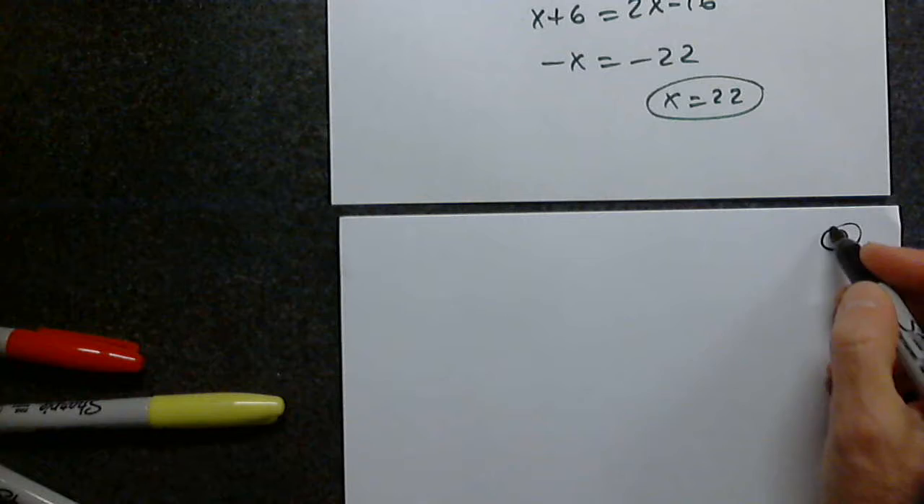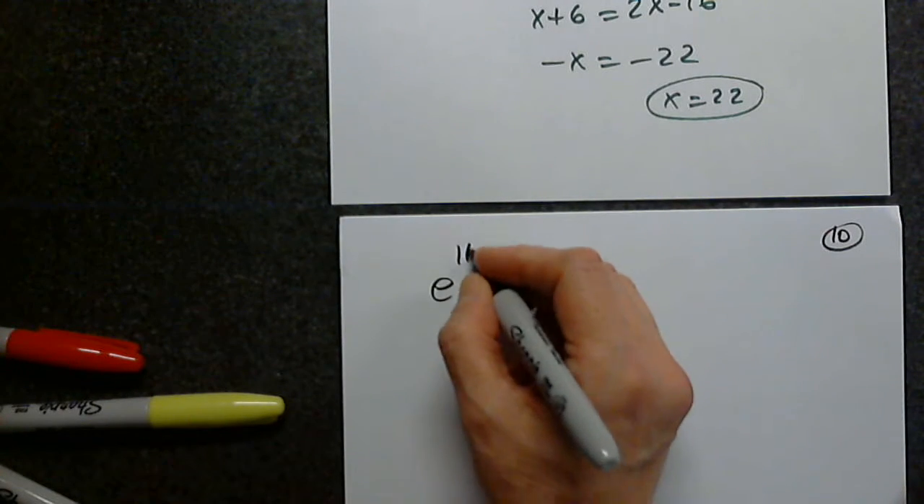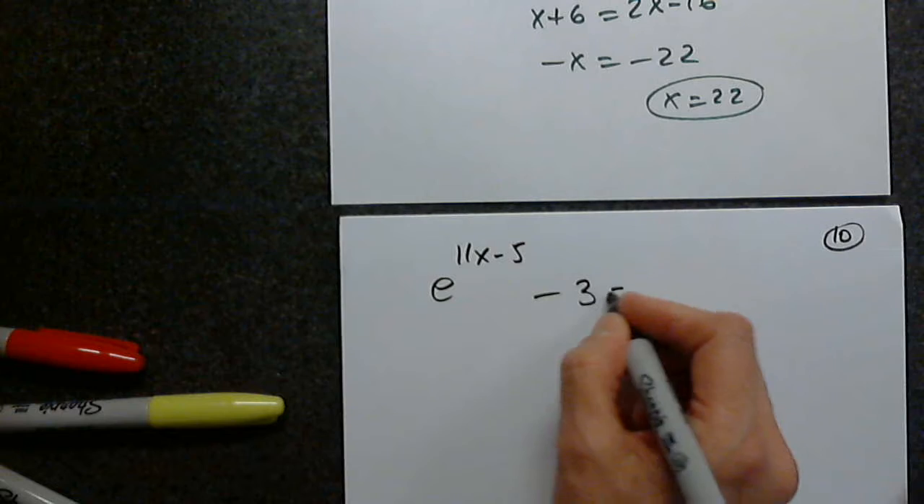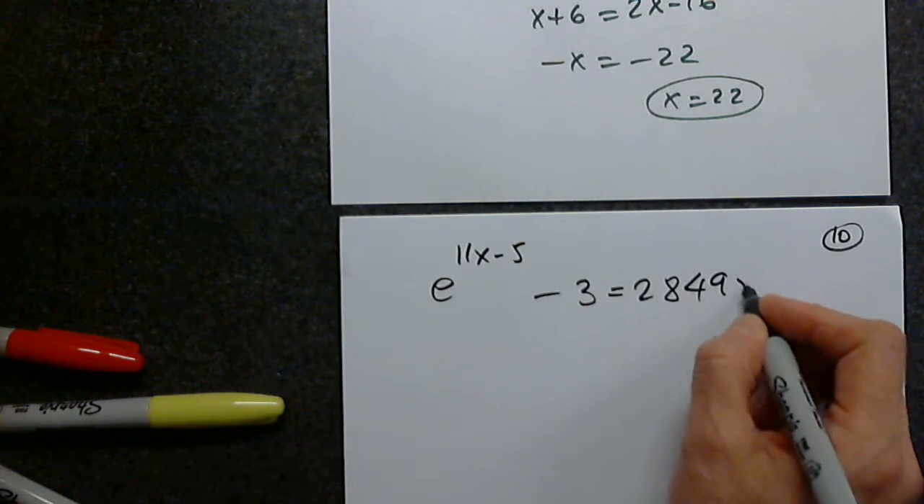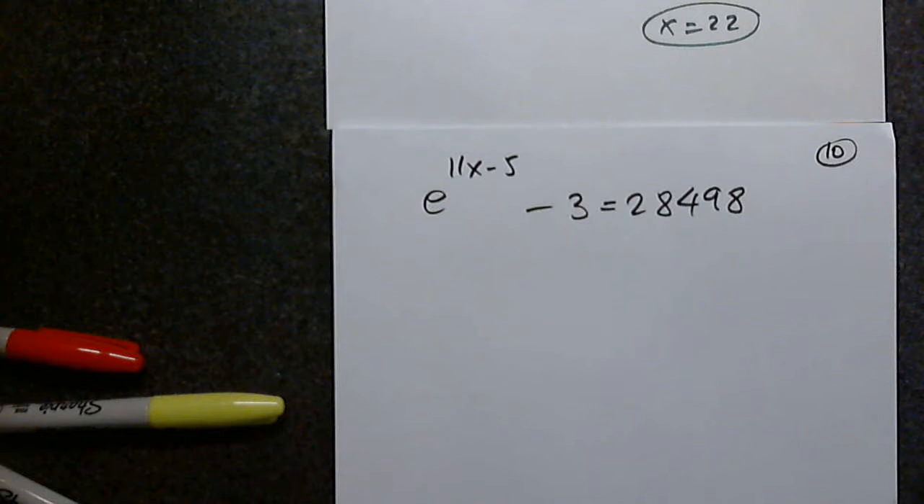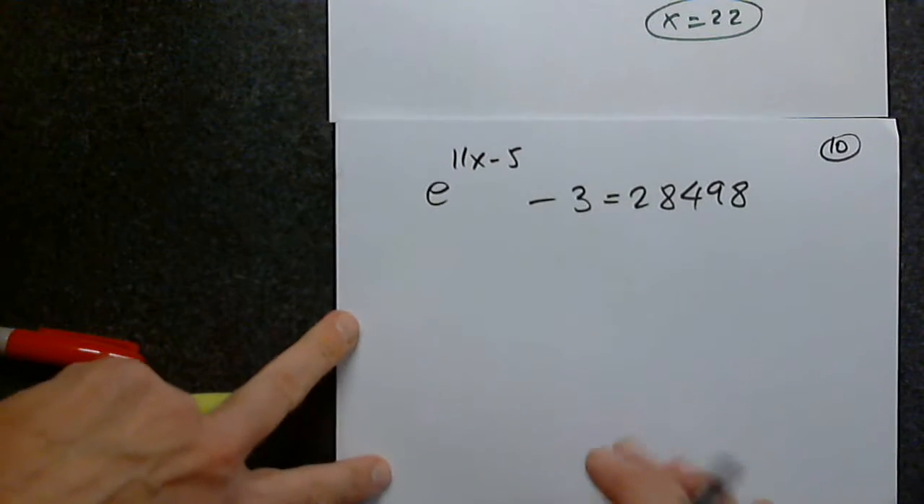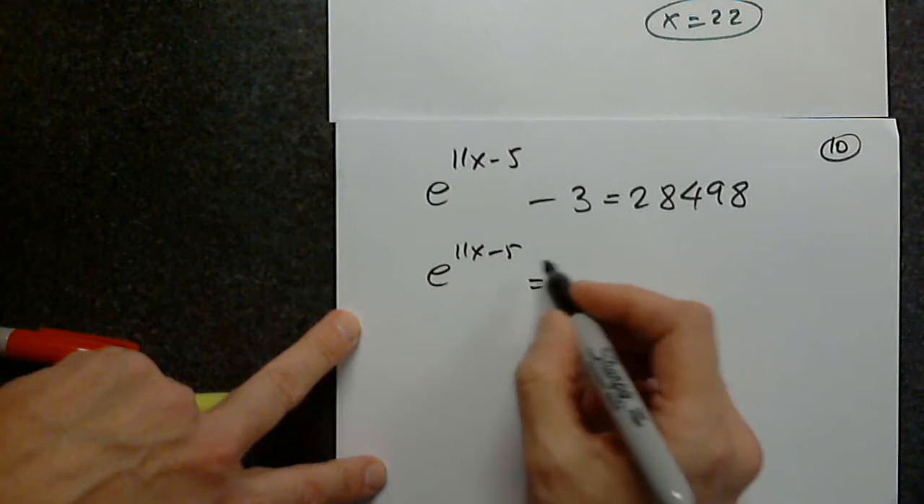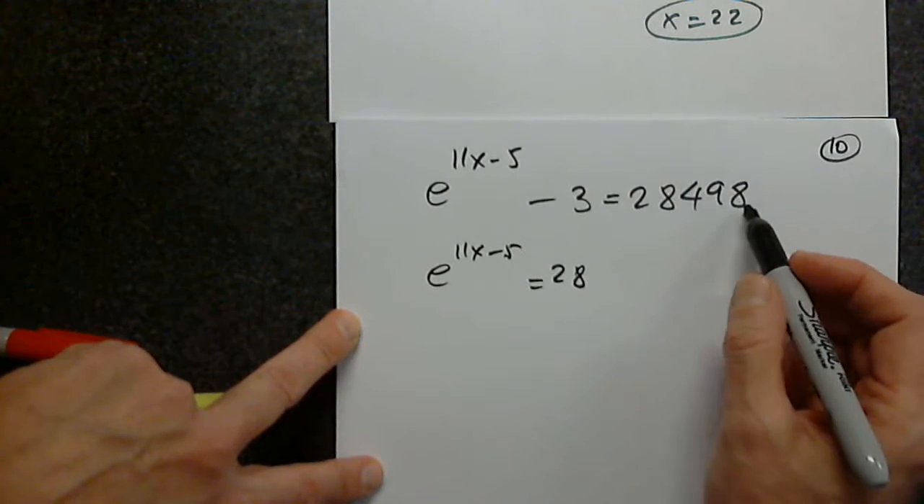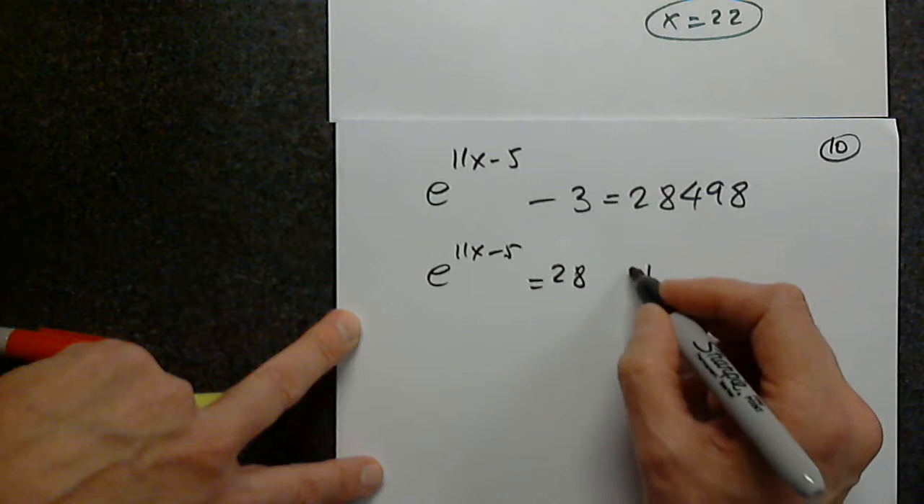So let's look at problem 10, which is e to 11x minus 5 minus 3 equals 28,498. So then what do we conclude here? First step. Yes, I have to clean it up. And that is the first step, by adding 3 to both sides. E to 11x minus 5 equals 28,501.